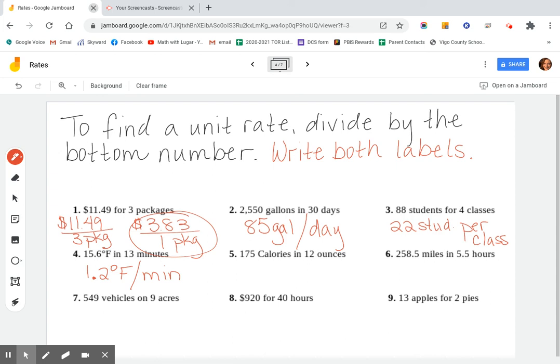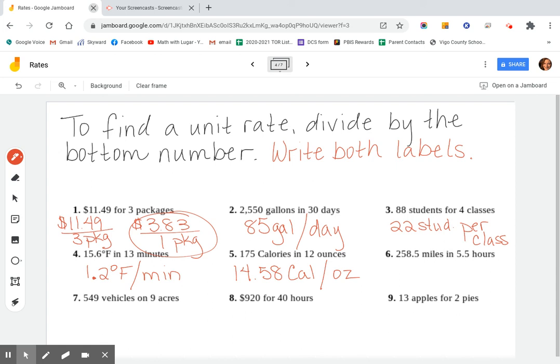Just always look at your directions. It may say round to the nearest whole number, so I would call that 15. If it said nearest 10th, I'd say 14.6. I'm going to do nearest hundredth and say 14.58 calories for every 1 ounce. OZ is the abbreviation for ounce.